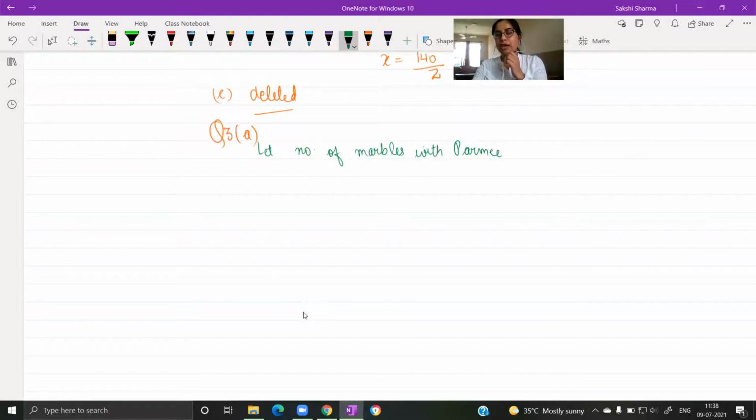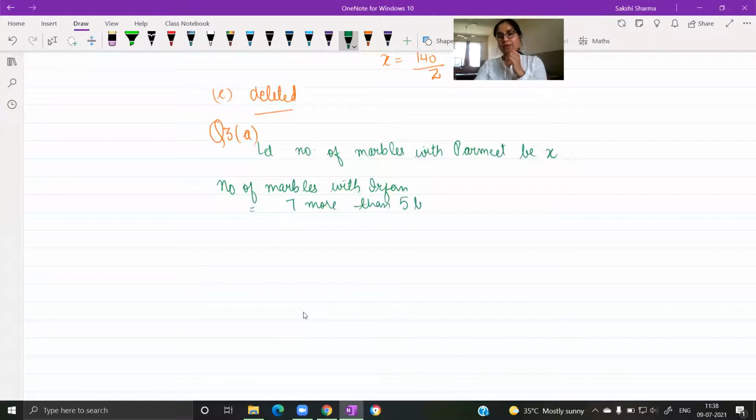So we are writing down what we want to find out. That's what we are assuming. Let's take the number of marbles with Parmeet as x. Then number of marbles which Irfan has is equal to 7 more than 5 times the number of Parmeet's marbles. Convert this statement into mathematical form.